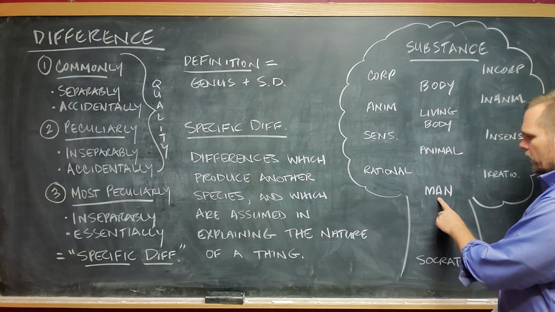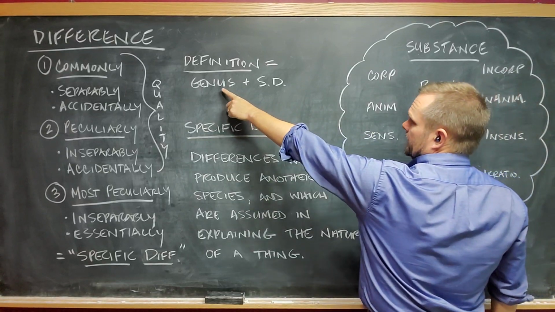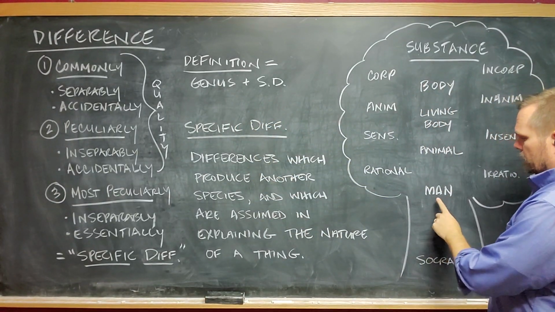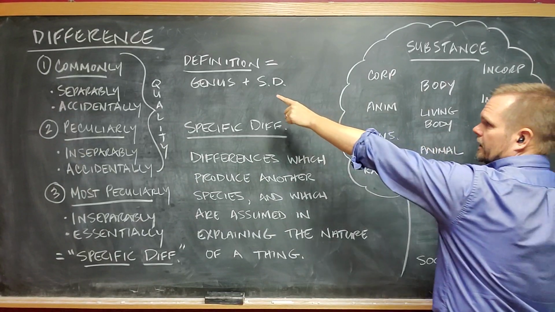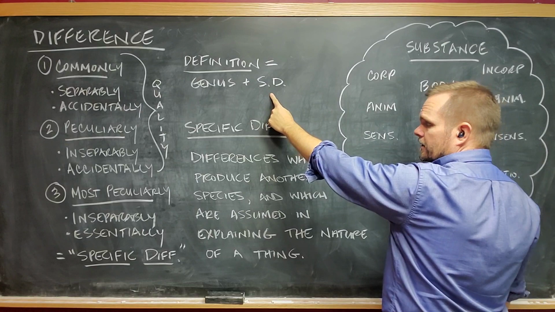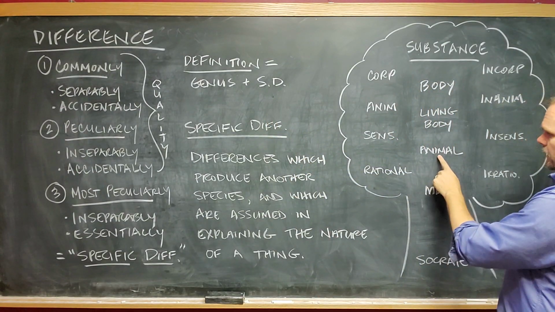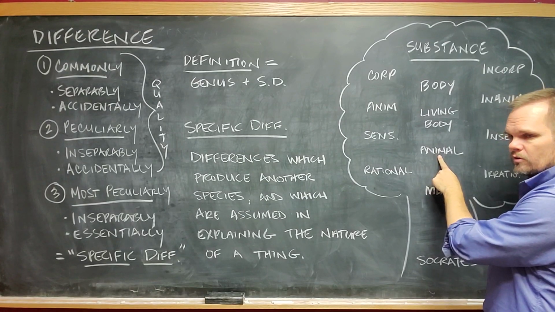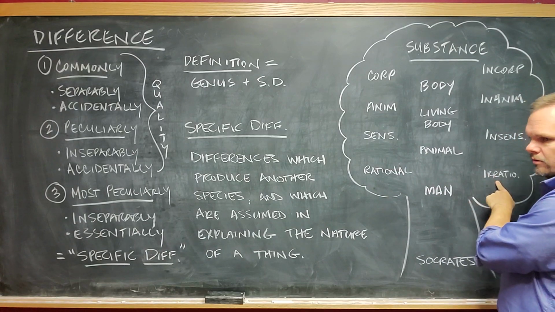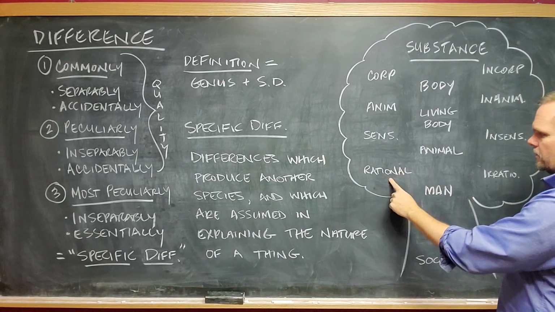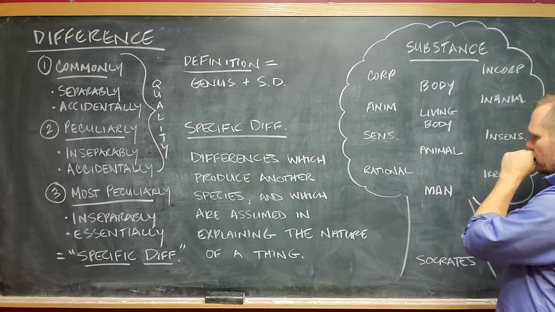If I want to know what is man, what is man? The first thing I'm going to do is state the genus of man. Man is an animal. I state the genus. And the second thing I'm going to do is state the specific difference for man. So how is animal divided into species? It's divided into rational animals and irrational animals. This is the difference that divides animal into species.